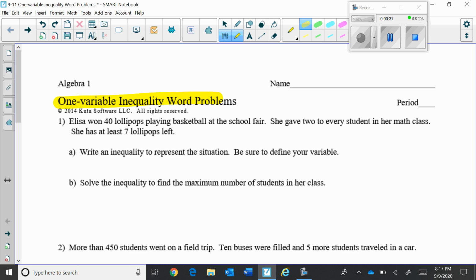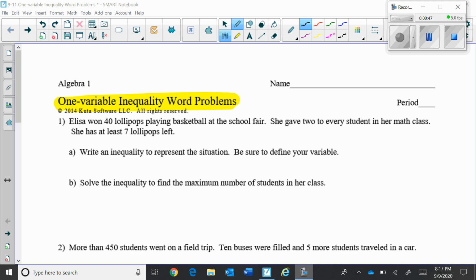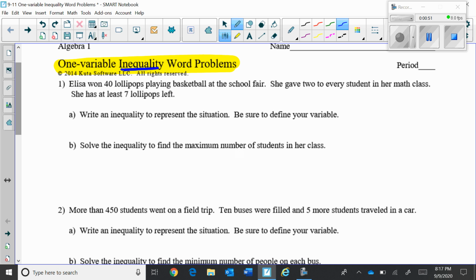All right, we should be on the page that says one variable inequality word problems. Right off the get-go, I'm telling you, we are dealing with inequalities. So every single one of these, we're going to deal with an inequality. And there's going to be two steps to both of them. A, writing the inequality, and then B, solving it. We've got to do both of them.